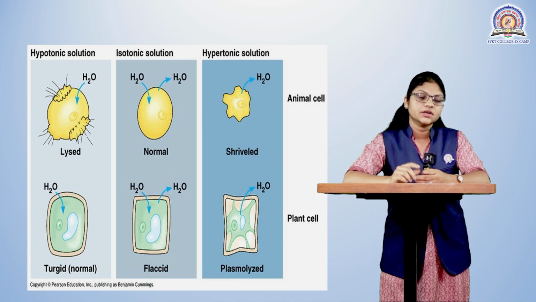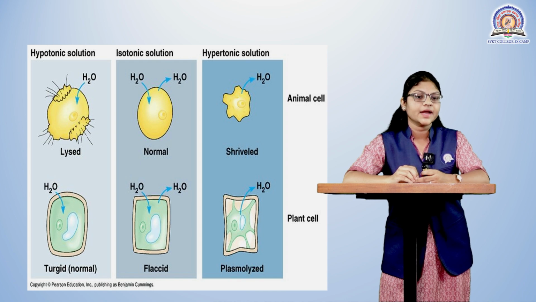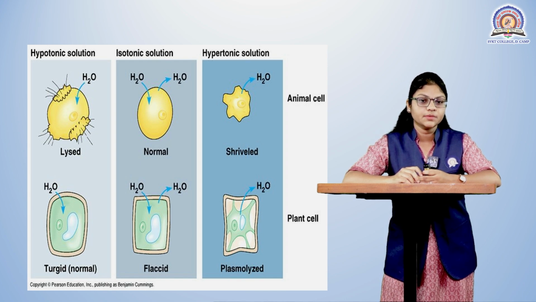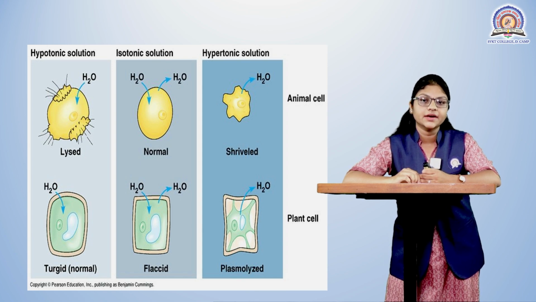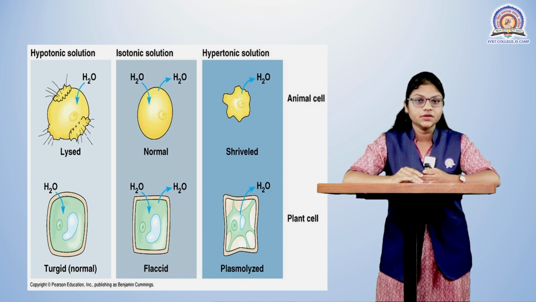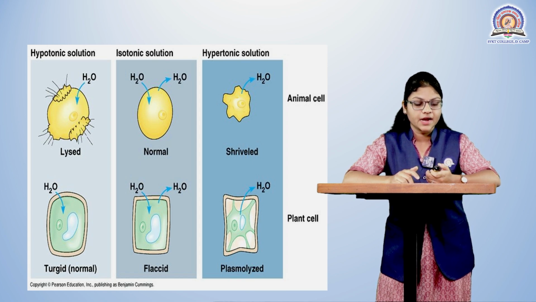It is the same for the plant cell: when water enters the cell, we call it a turgid plant cell. For isotonic solution, it is a normal animal cell and a flaccid plant cell. In hypertonic solution, cells start losing water. This condition is called a shriveled animal cell. For the plant cell, this condition is called a plasmolysed plant cell.